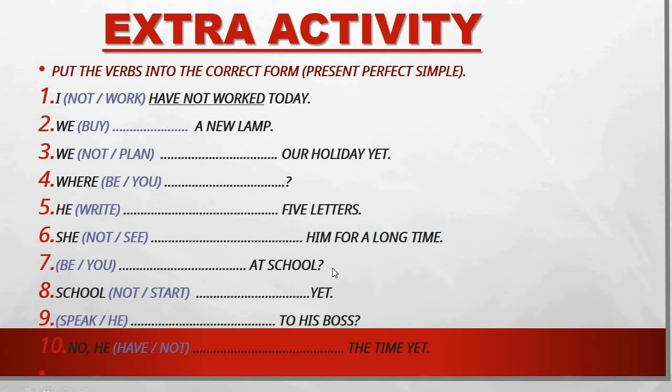Now you have learned 3 forms in present perfect tense: positive form, negative form, question form. So you have to complete this activity in your grammar book. Put the verbs into the correct form. So you have to complete these blanks according to the example. First one, I. Within brackets, you are given not and work. So you have to write this in negative form. I have not worked today.